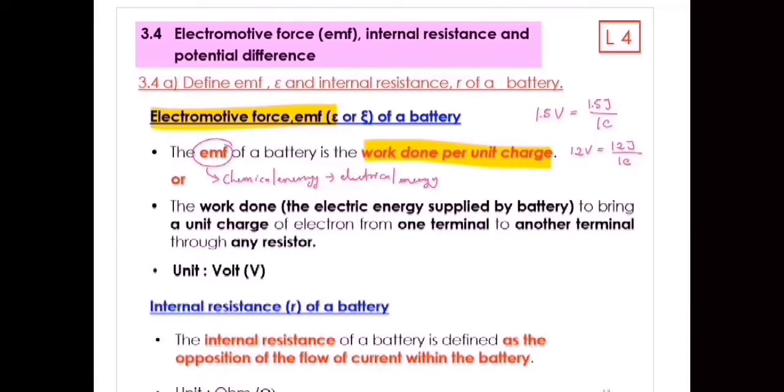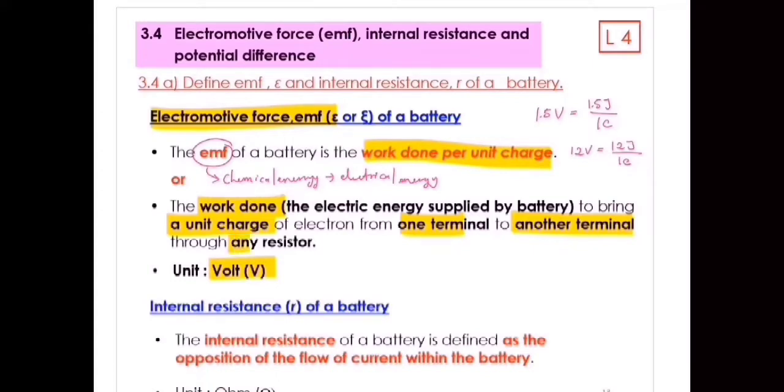So the work done is the electrical energy supplied by the battery to bring a unit of charge from one terminal to another terminal. If the electron moves from the negative terminal to the positive terminal, the work done is how much energy it needs to bring that one charge from the negative terminal to the positive terminal. The unit is volt, the same unit as potential difference.